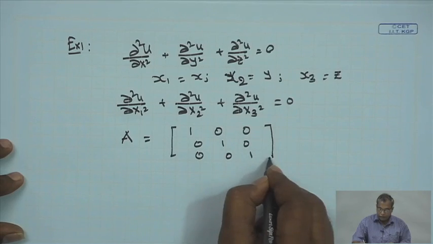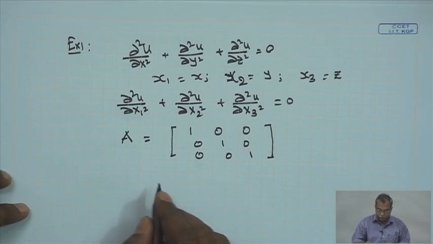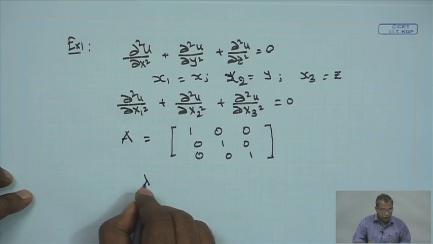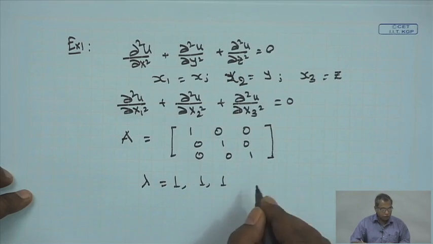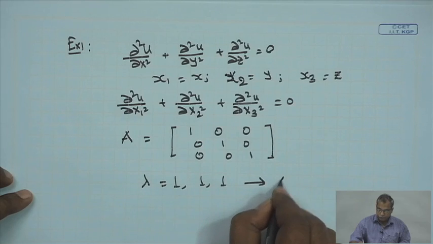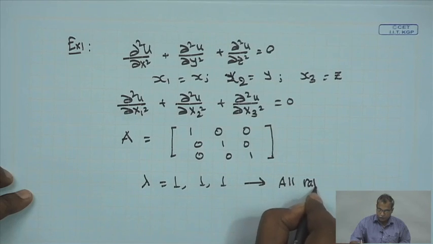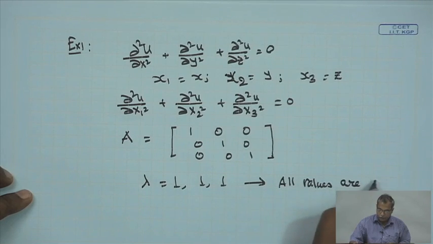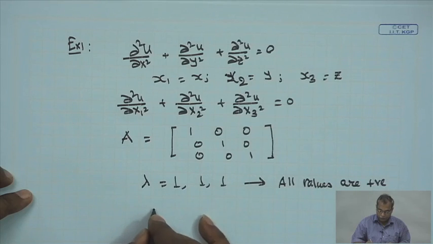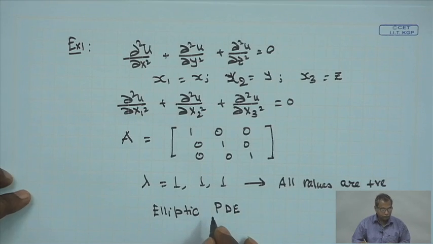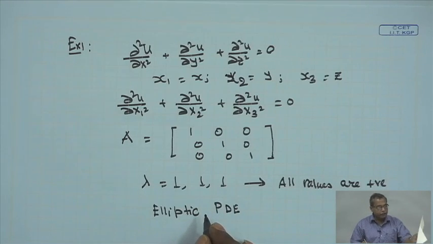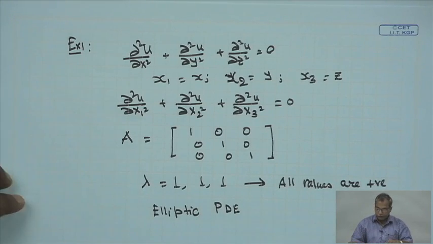So, if you find the eigenvalues of this matrix, the eigenvalues will be 1, 1, 1. So, all eigenvalues are positive, and we are talking about an elliptic partial differential equation. Okay. Next, we will be taking an example of, let us say, a parabolic partial differential equation.